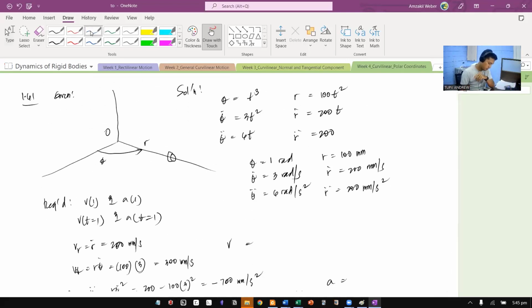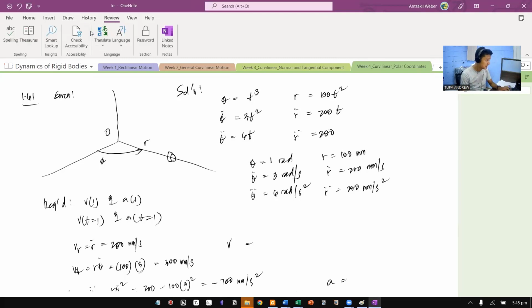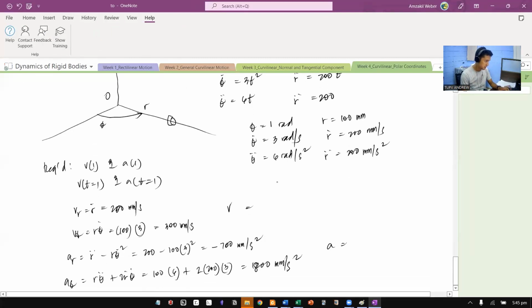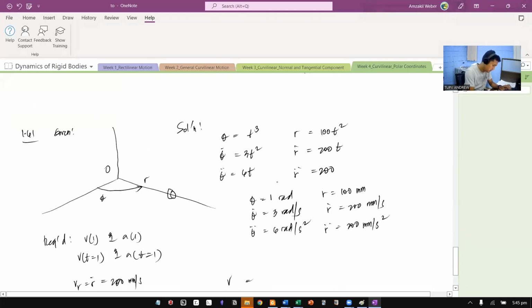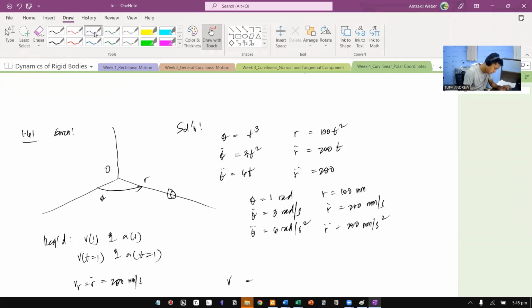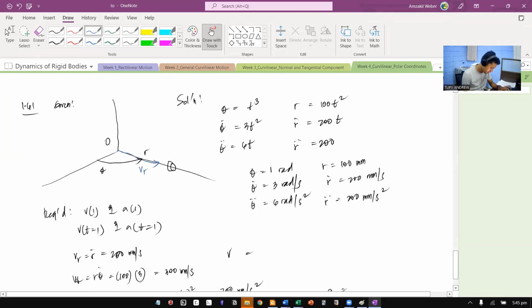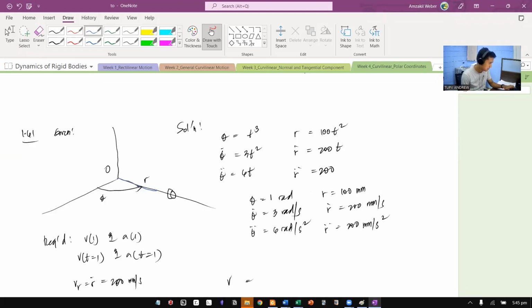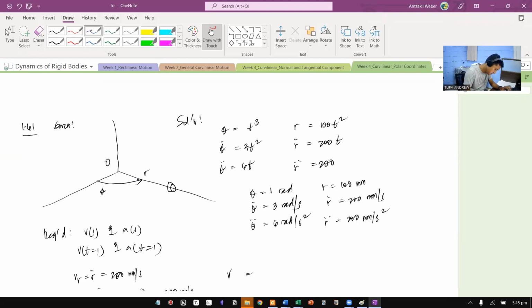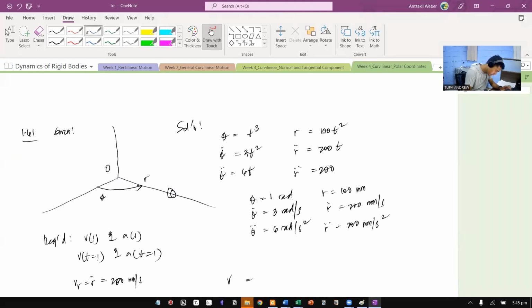I'm waiting. I'll draw here. How do we draw the components? We have the component V_R, which is 200. So if you draw V_R here, we have 200. Okay, V_R. What about V theta, 300? I'll draw it here. Downward.